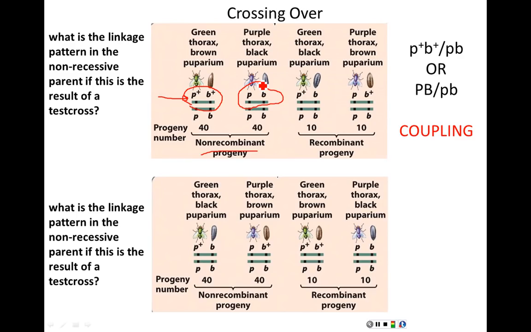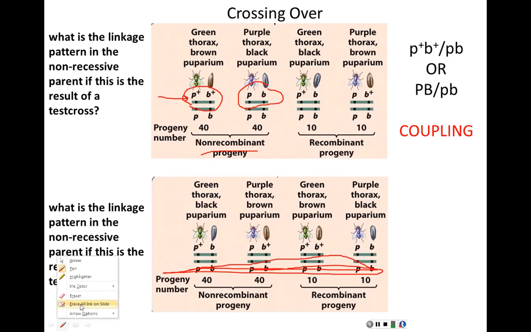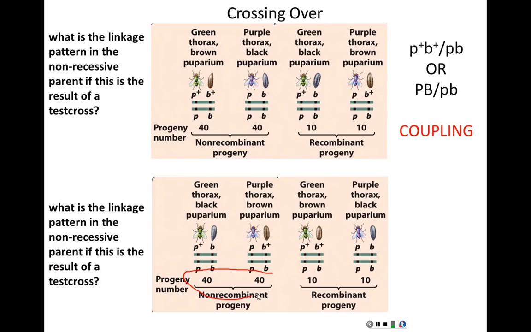Same question, same exact question, now with these results. What's the linkage pattern in that parent if this was the results of the test cross? Well, remember, ignore the bottom row. It tells you nothing. Ignore it. Pay no attention. Look only at the top. Those progeny that have the highest numbers came from no recombination. And so this progeny has dominant with recessive. Non-recombinant progeny, no recombination. This is what a parent started with. The other chromosome was recessive with dominant.